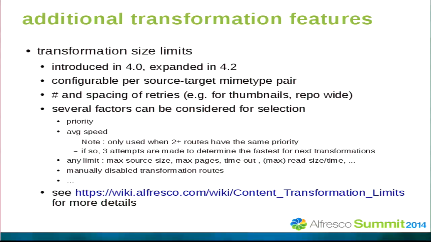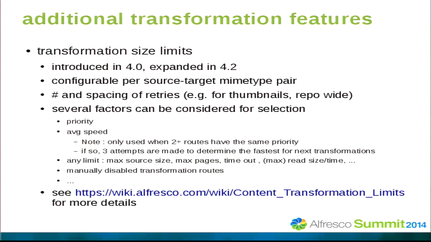You can configure the number and the spacing of retries. For example, if for any reason the transformation failed at one point when someone uploaded the content, you can say how much time I'm going to wait before retrying and how many times I'm going to retry before giving up. That is quite useful because sometimes you have a transformation that doesn't work for any reason. Something's not on the file system, there's no space on the file system, or too many people are doing transformation at the same time. Then you can configure how long you're going to wait to retry, basically.